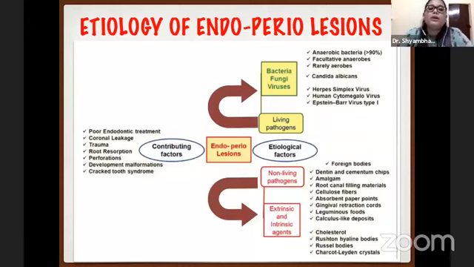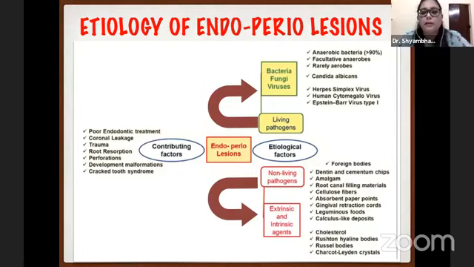Now coming over to the etiology of endoperio lesions. Etiological factors are basically the living pathogens or the non-living pathogens. The living pathogens will be basically the bacteria, viruses and the fungi which might be seen causing the endoperio lesions, whereas the non-living pathogens would be something like foreign bodies, wherein an instrument which has perforated can lead to an endoperio lesion, or because of some restoration such as amalgam or root canal filling material, cellulose fibers.